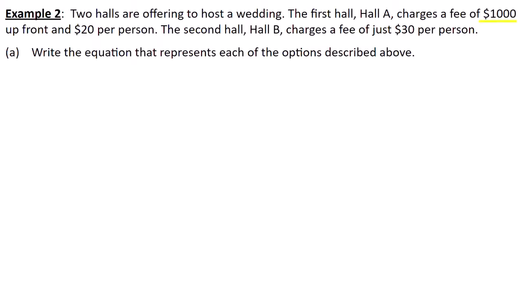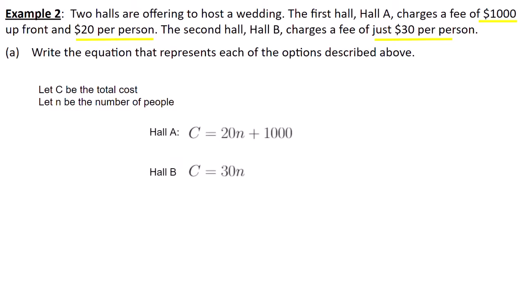So, let's just first label our variables and what they mean. So fee of $1,000 up front means it's our fixed fee, and $20 per person is our variable cost. And then just a fee of $30 per person, that's the variable cost for Hall B, and there's no fixed fee. So we define our variables. Let C be the total cost and let N be the number of people. And then we get Hall A is this equation, Hall B is this equation.